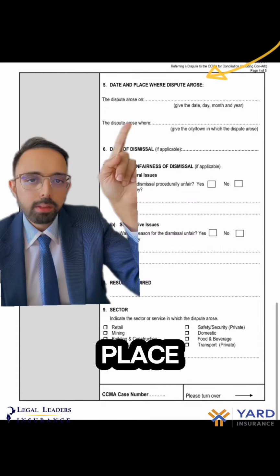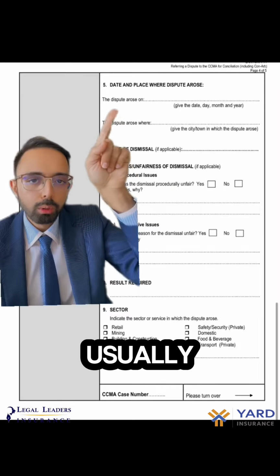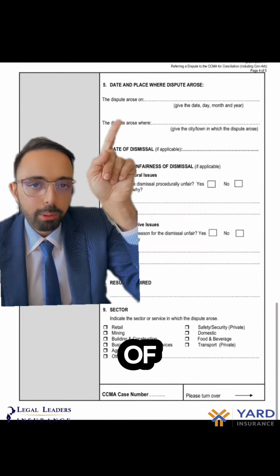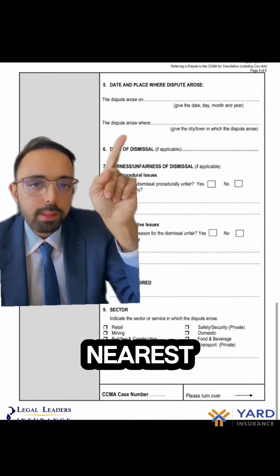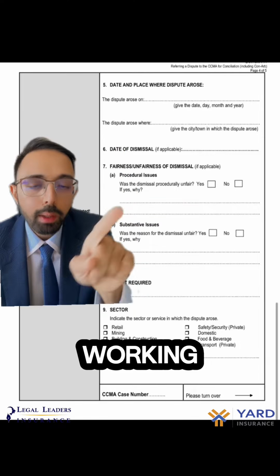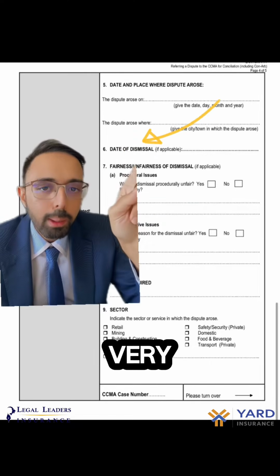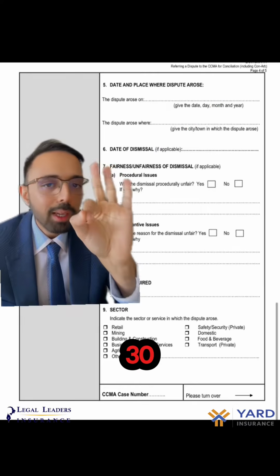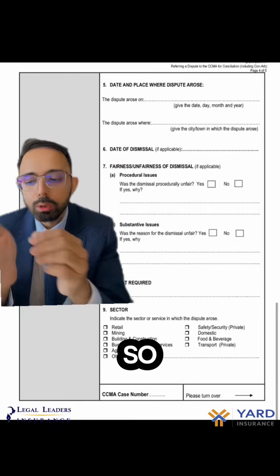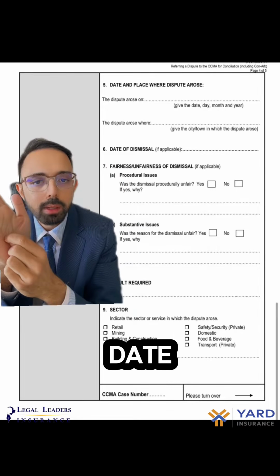Date and place where the dispute arose. Usually this will be at your place of employment and that will be the nearest CCMA where you are working. Date of dismissal is very important. You only have 30 days from the date of dismissal. So check your dismissal letter for that date.